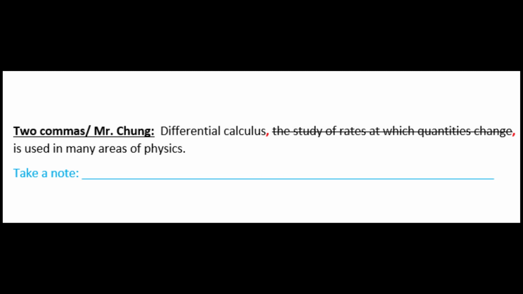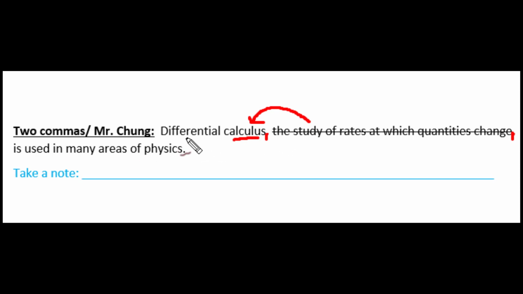On to rule 2, it's 2 commas, Mr. Chung. You're going to have 2 commas here as denoted by the red commas. What's between the 2 commas is extra non-essential information that leads you back to the one word right before the comma here. And this, as we saw before in the 1 comma, is going to be a mini definition of what is before the comma in the first half.